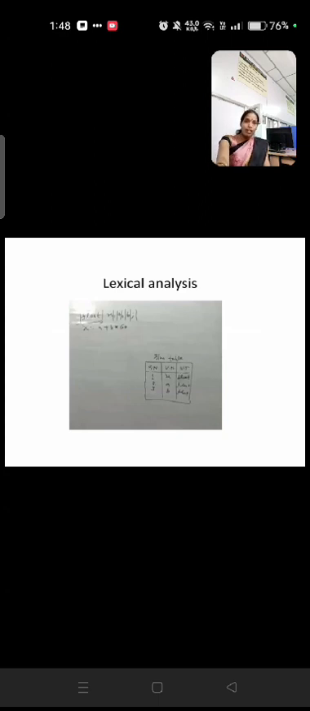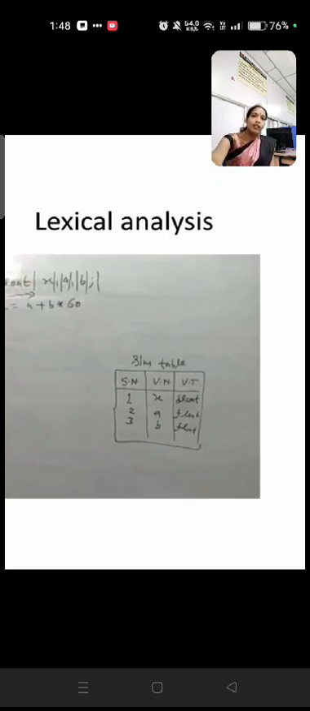Both lexemes and character streams are called tokens. The entire data of the symbol table can be used as zeros and ones.